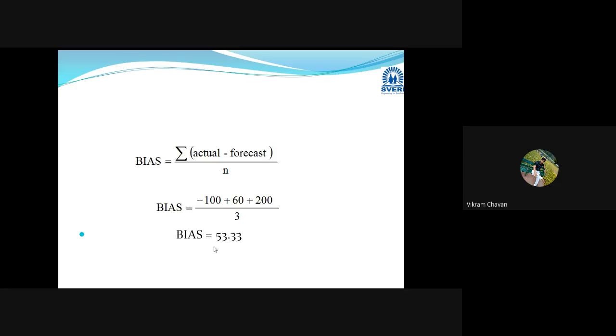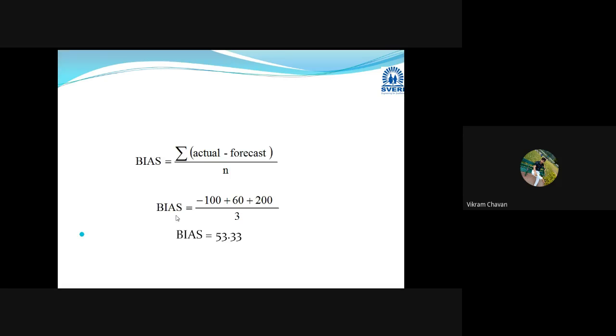Now next we have to find the bias error. In case of a bias error, we consider all the signs. Here there is no mod, only the summation of errors. There is no mod in case of a bias error. So it is the summation of actual minus forecast, whole divided by n.